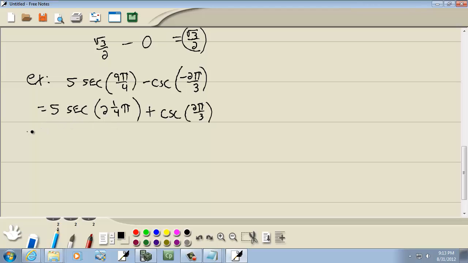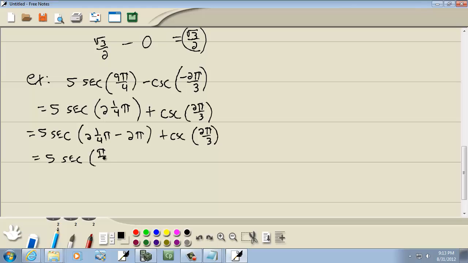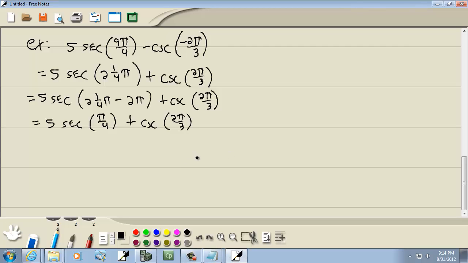Now on this one, secant is a periodic function, as well as cosine, sine, and cosecant. And with all 4 of those, you can subtract 2 pi. So here I can subtract 2 pi, and it's going to give us the same value on a unit circle. Well, when you subtract those, that gives you 5 secant pi over 4, 1/4 pi, plus cosecant of 2 pi over 3. Now remember, with cotangent and tangent, you can add or subtract pi or 180 degrees.